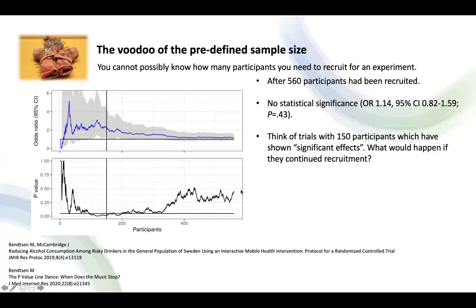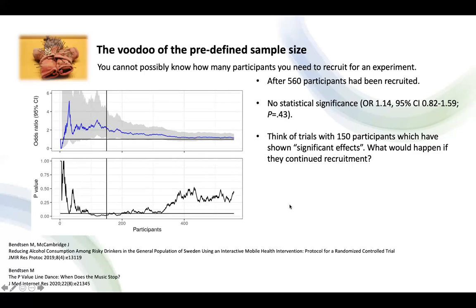Okay, that's sort of scary. The odds ratio went down. The p-value just went insignificant after 560 participants. The odds ratio was 1.14, the p-value 0.43. So now you have to start thinking about, oh my God, all of those trials I read with 150 participants, what would have happened if they continued recruitment, right?